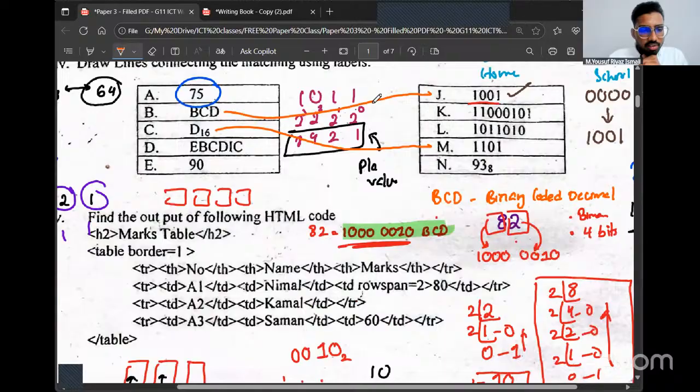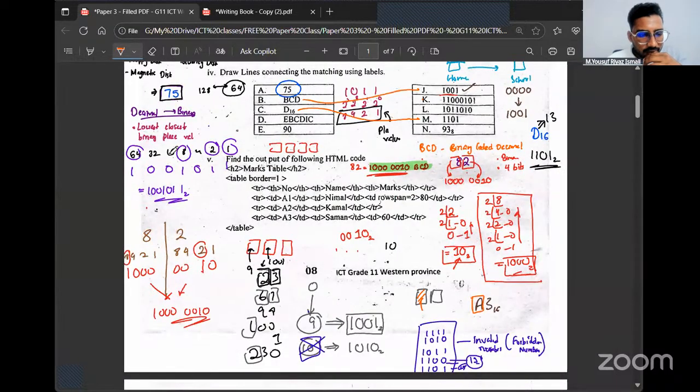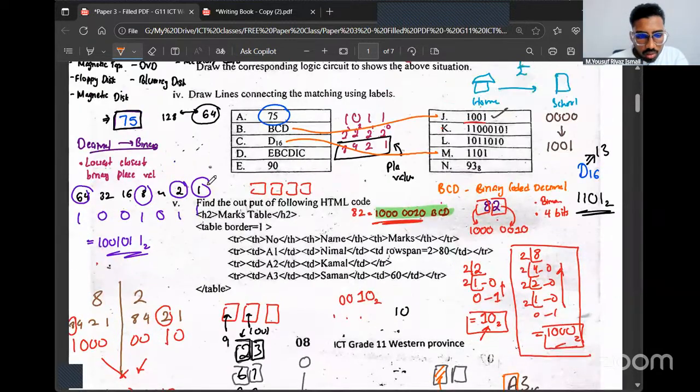Next, we have 75, EBCDIC and 90. The idea of EBCDIC is that you represent each digit using 8 bits. So do we have a number with 8 different bits? K has 8 bits, so EBCDIC and K can be matched. But why didn't 75 get matched yet? 64 plus 8 is 72, then 73, 74, 75.